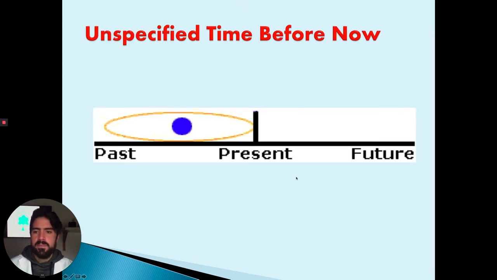Okay, so it is important to think of this unspecified time before now. Okay, so we are here in the present and it happened in the past, but we don't know. Yes, we don't know when. So when we are talking with past simple, we are specific with the time, but with present perfect, no.